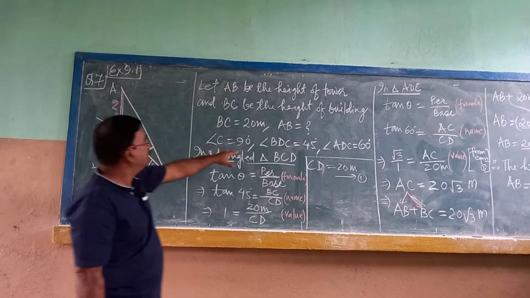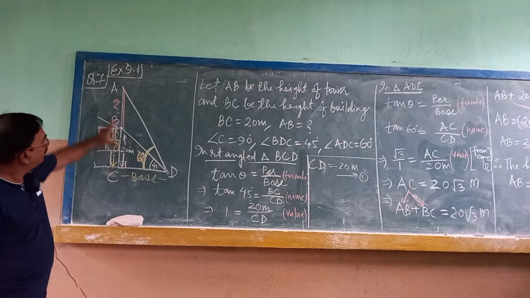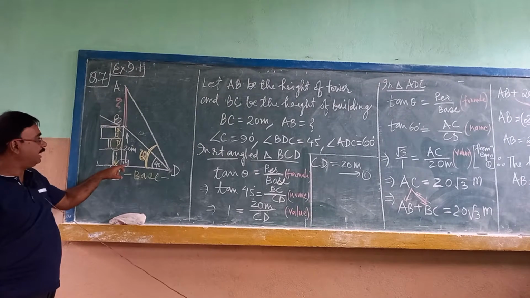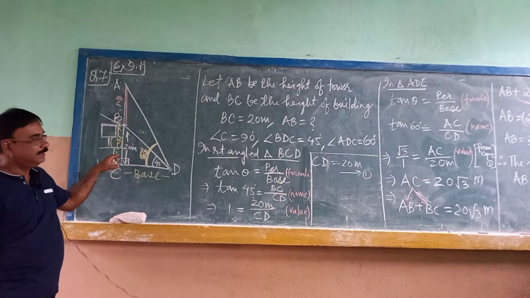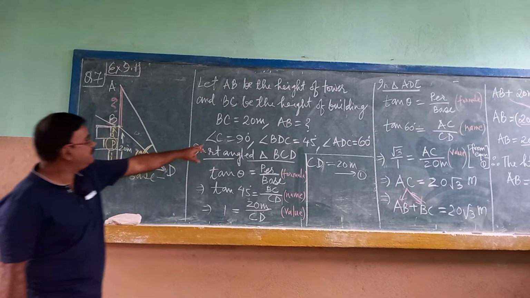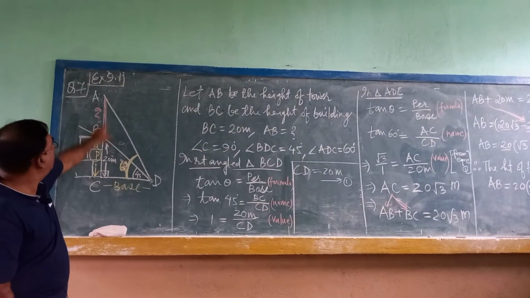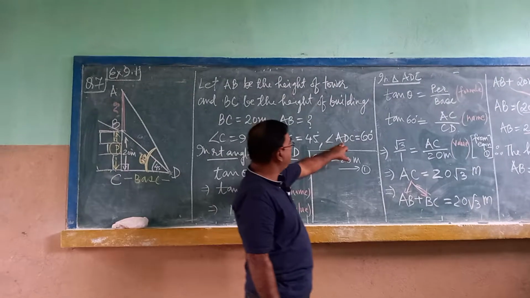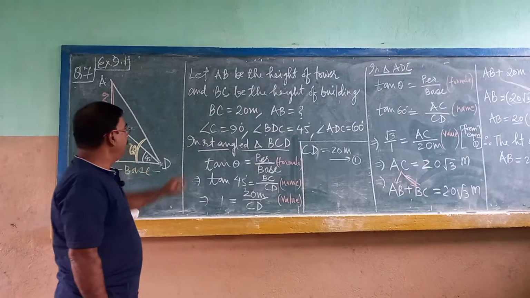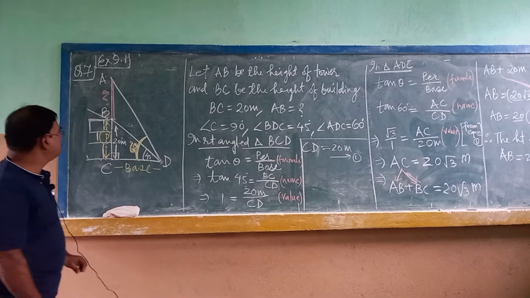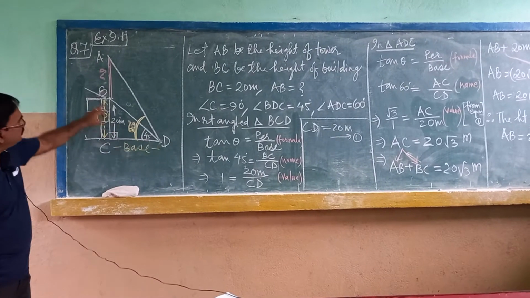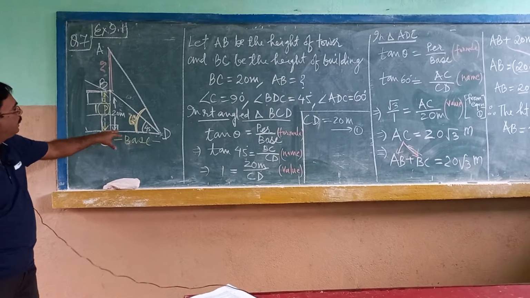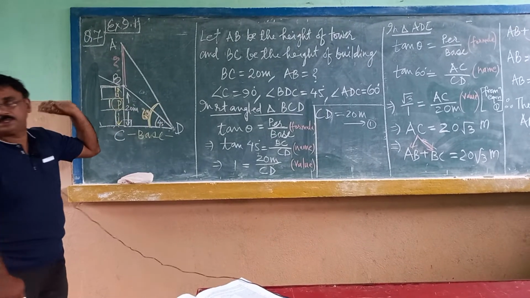Okay. So what is given? Angle C. Suppose it is a building, and after the building there is a tower. The tower makes an angle with the ground, how much? 90 degrees, right? Since angle C is 90 degrees, angle BDC is 45 degrees and angle ADC is given as 60 degrees. Now look at right-angled triangle BCD. Here angle D is 45 degrees, angle C is 90 degrees, and the total angle ADC is 60 degrees.